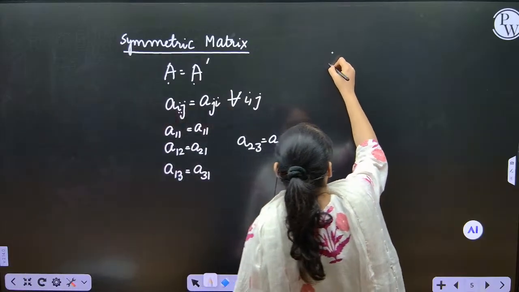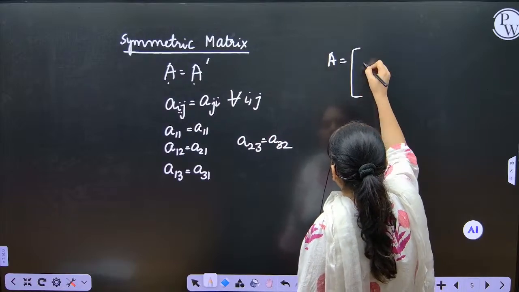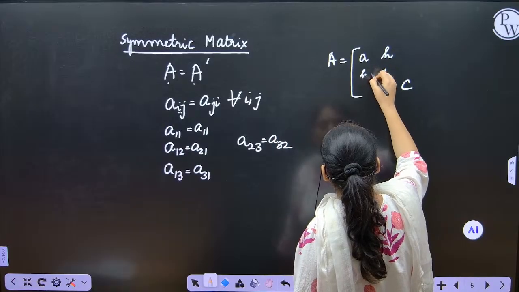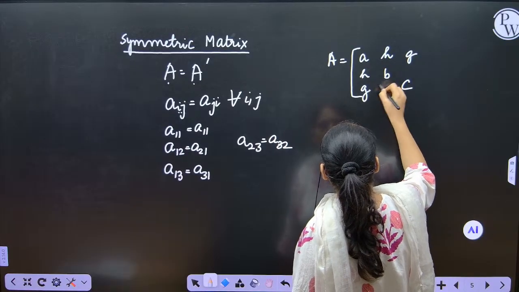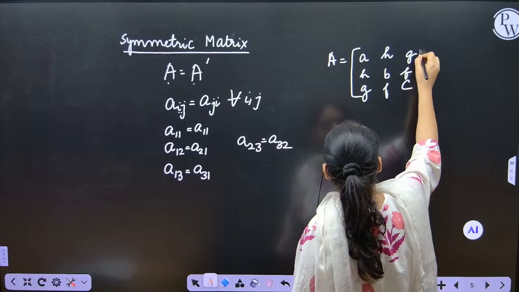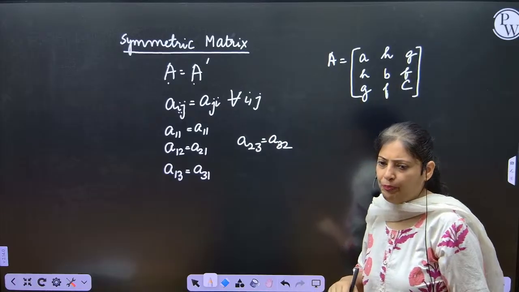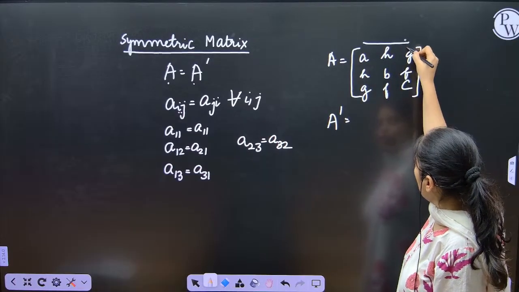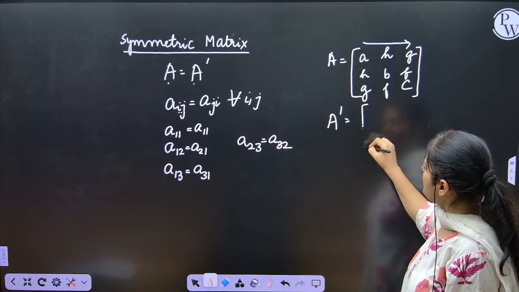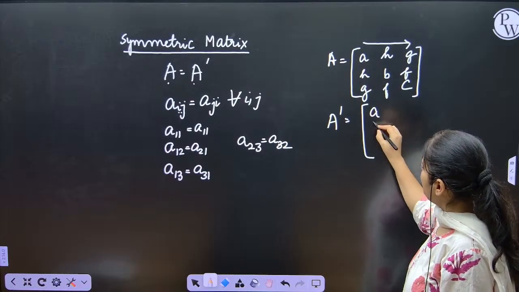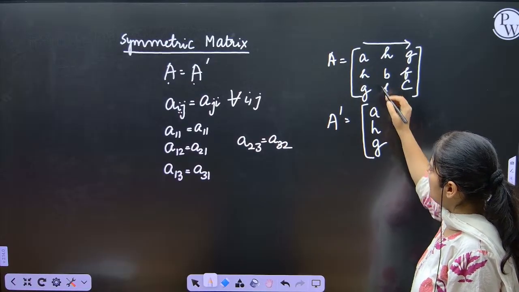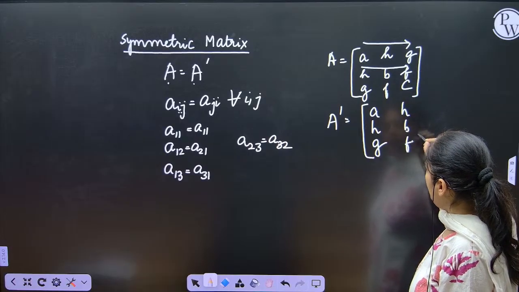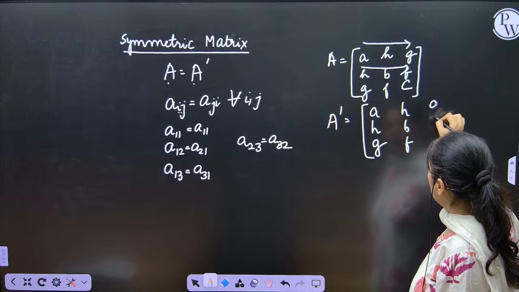I'm taking any matrix. Suppose I'm taking A, H, G; H, B, F; G, F, C. Suppose I take this matrix. What will be its transpose? The first row will become the first column: A, H, G. The second row will become the second column: H, B, F. Now the third row will become the third column.